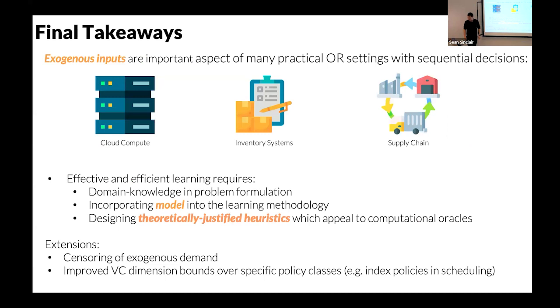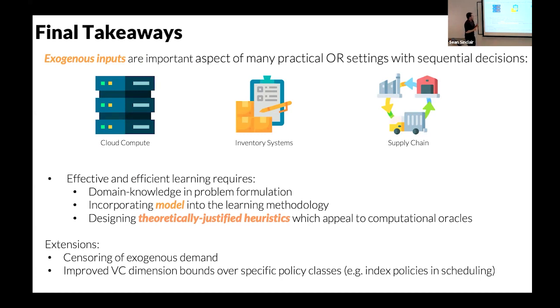And with that, I'll just say the final takeaways. One of the things I wanted to highlight is that these exogenous inputs, the fact that a lot of these OR problems have very specialized randomness, is important, because we saw this particularly in cloud compute applications, but you can also think of it in inventory systems where the demand is random, but everything else about the system is known, or even supply chain as well.